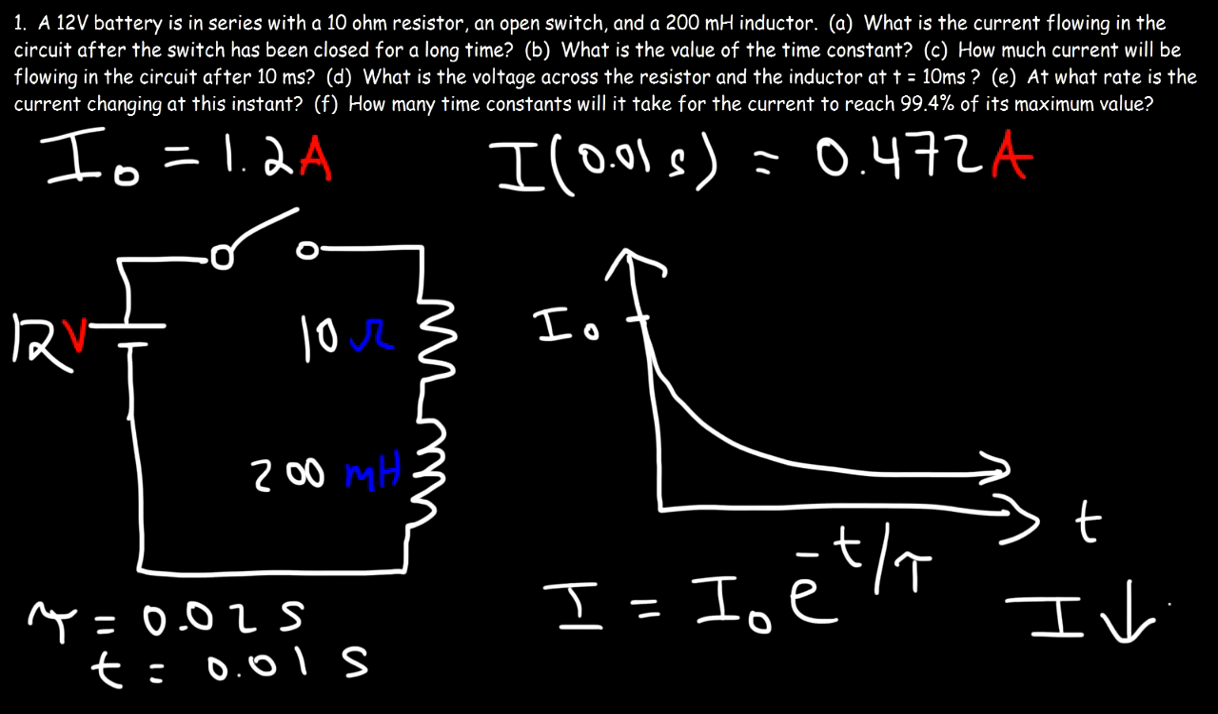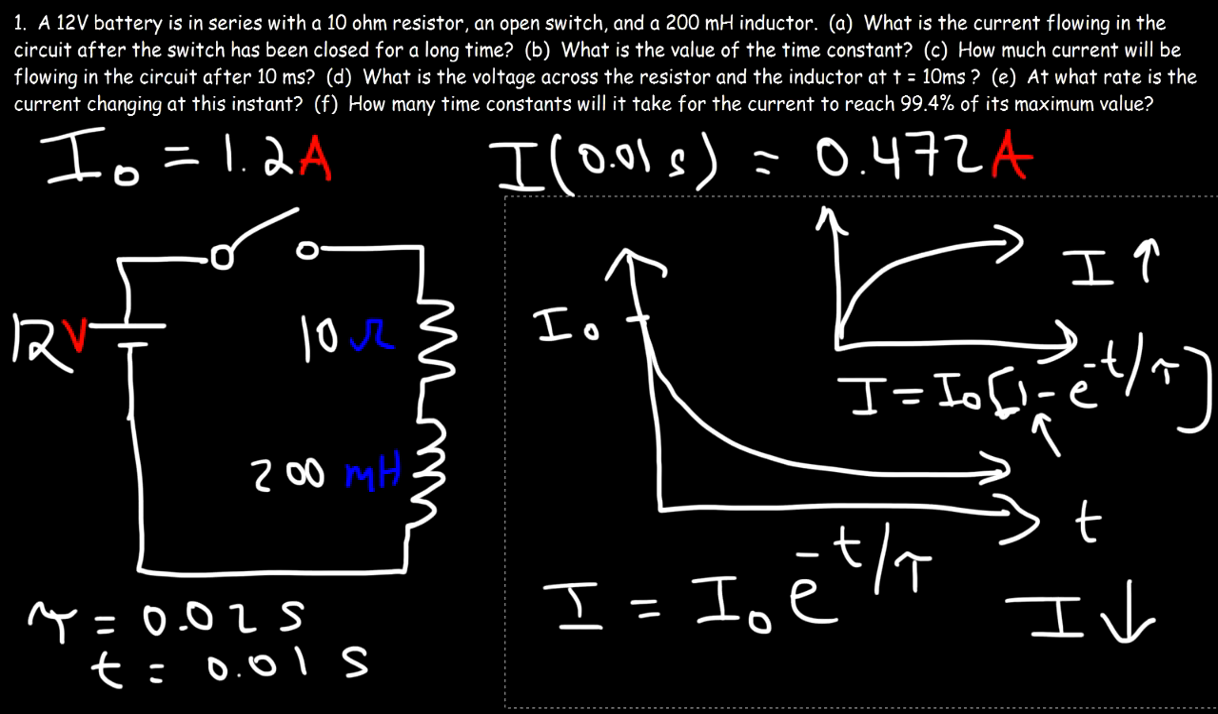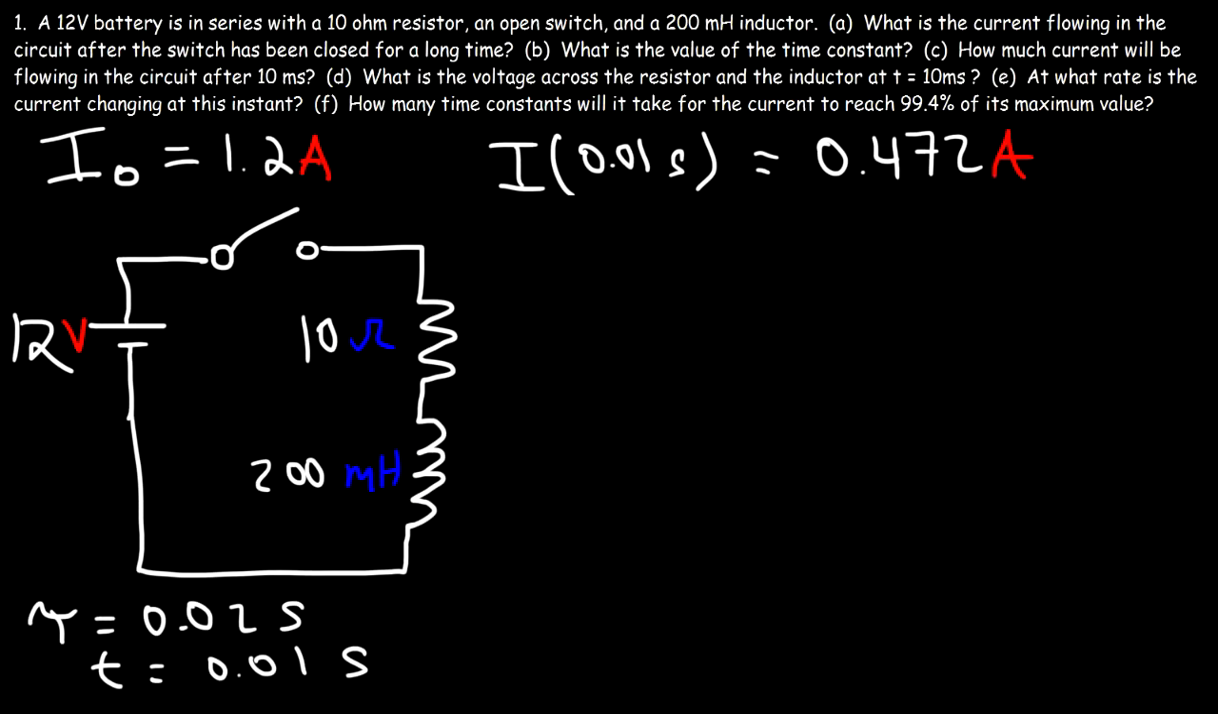If the energy is being released by the inductor to the circuit, that's this equation. And for the other equation, let's say energy is going into the inductor, the current is increasing, that is this situation: I is equal to I0 times 1 minus e to the negative t over tau. So the difference is the 1. That's when the current is increasing. But if it's decreasing, that 1 is not going to be there. So those are some equations that you want to use for this type of problem.